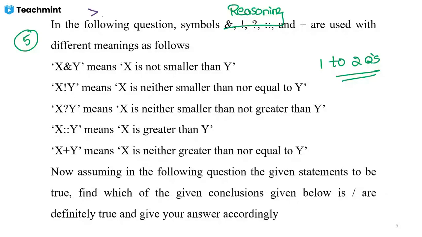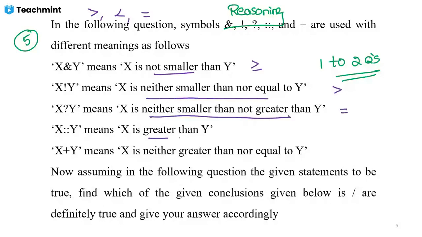So we know greater than, less than, equal. Not smaller than means it's either greater than or equal. Neither smaller nor equal means greater. Neither smaller nor greater means it's equal. Neither greater nor equal means less than. So guys, all this you have to note on paper. When the question is displayed, not smaller than means either greater than or equal.